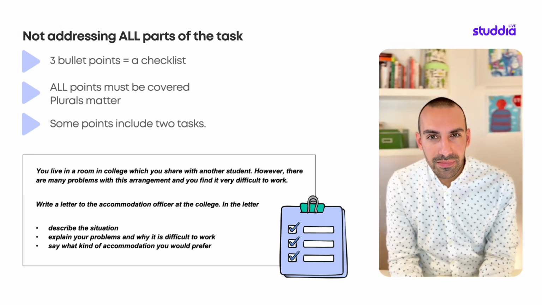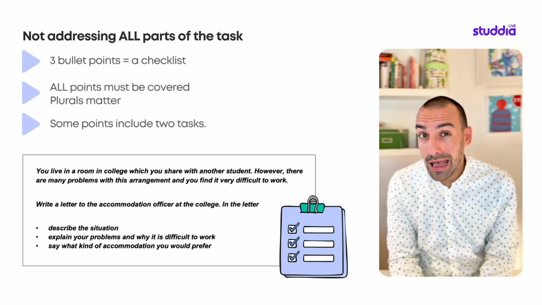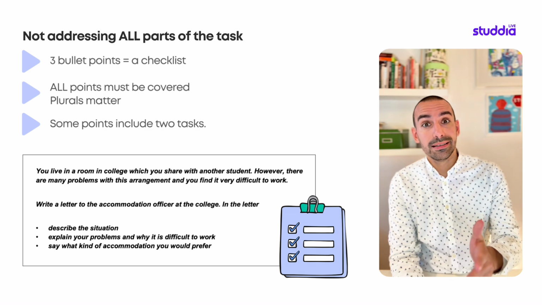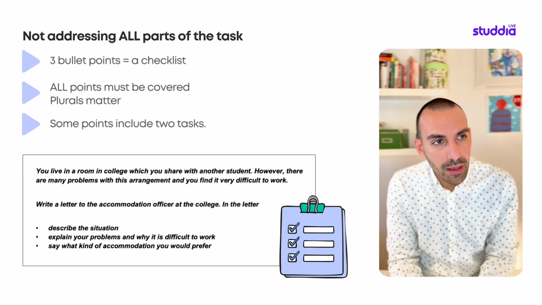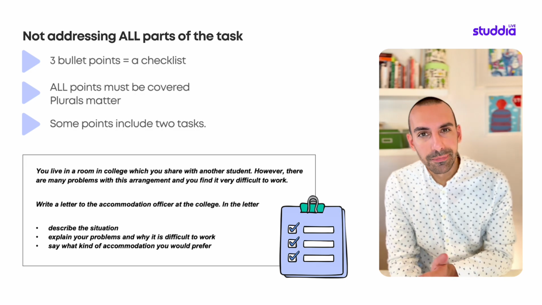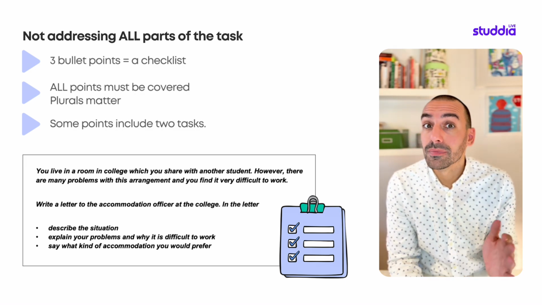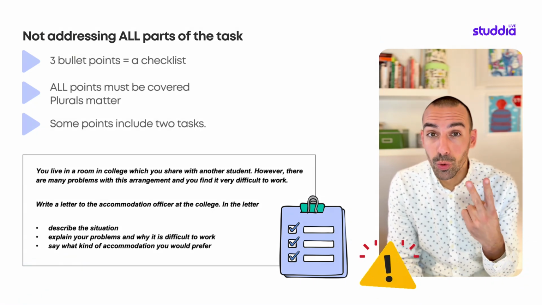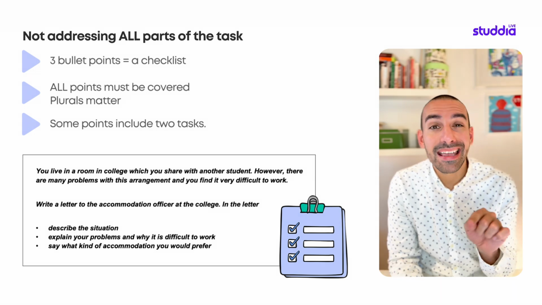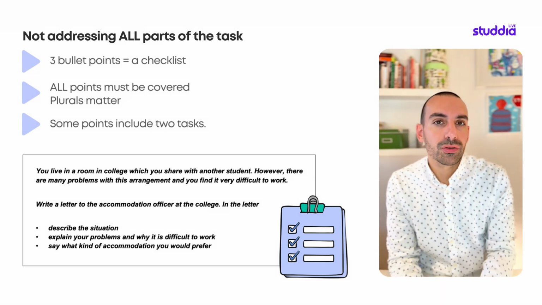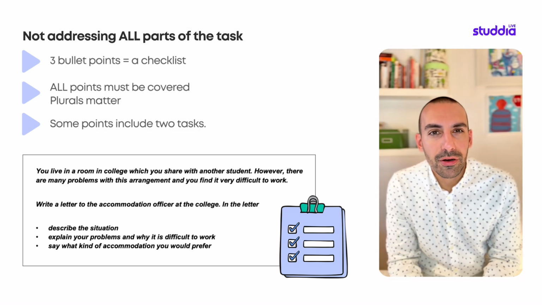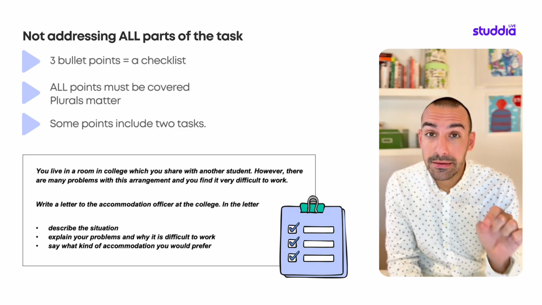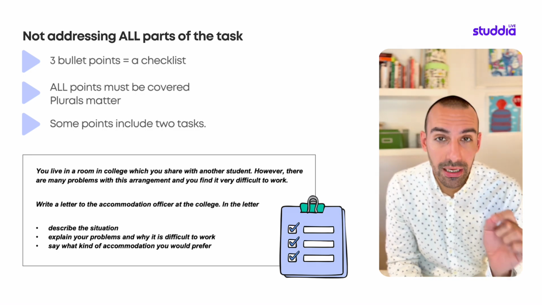Also, pay attention to plurals. If a bullet point uses a plural noun, it's there for a reason. If it says describe other household duties, mentioning just one is not enough. Or if it says describe problems, one problem is not enough. And remember, sometimes one bullet point contains two tasks. For example, describe the problem and the reasons. That means you must do both, obviously. After you finish writing your letter, go back to the task and check each point one by one. Treat the task exactly like a checklist.